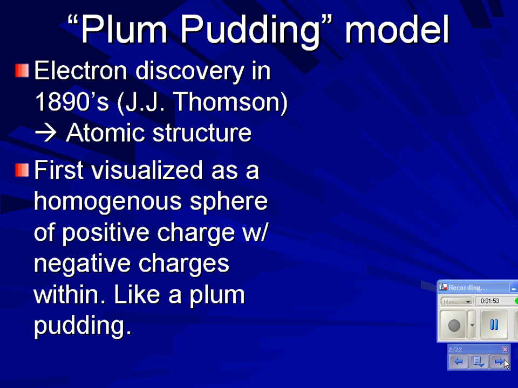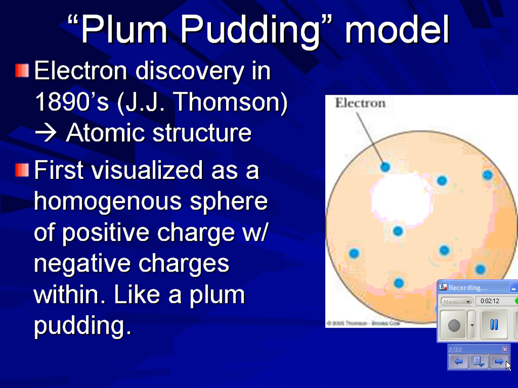And so the way you visualize an atom in the plum pudding model is that the atom is this homogeneous sphere that has these little raisins in it, like raisin bread. I think of the plum pudding as more like a raisin bread model. The electrons were randomly dispersed throughout the pudding like raisins in a loaf of raisin bread, okay? That's Thomson's plum pudding model of what an atom looked like.